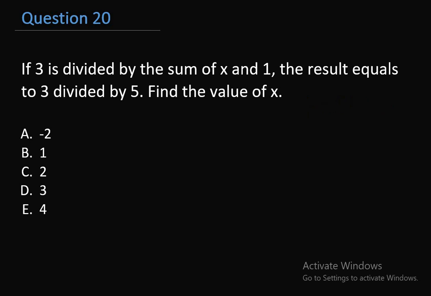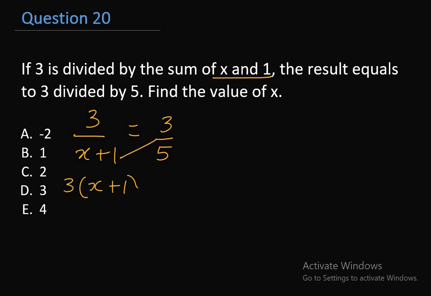So let's take the question again. The question actually said if 3 is divided by the sum of x and y. So the sum of x and y should be the denominator. Then the result is equal to 3 divided by 5. This is the right way. Cross multiply x plus 1 times 3. You give me 3 bracket x plus 1 equal to 3 times 5 will give me 15. So 3 times x will give me 3x plus 3 times 1 is 3 equal to 15.